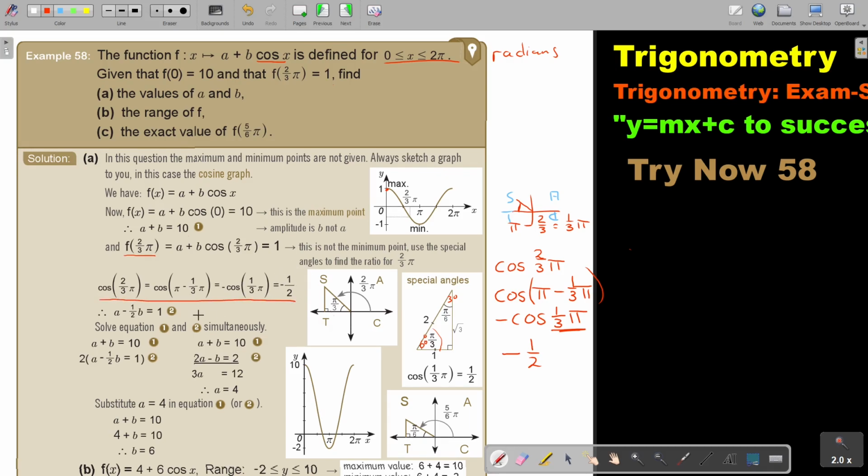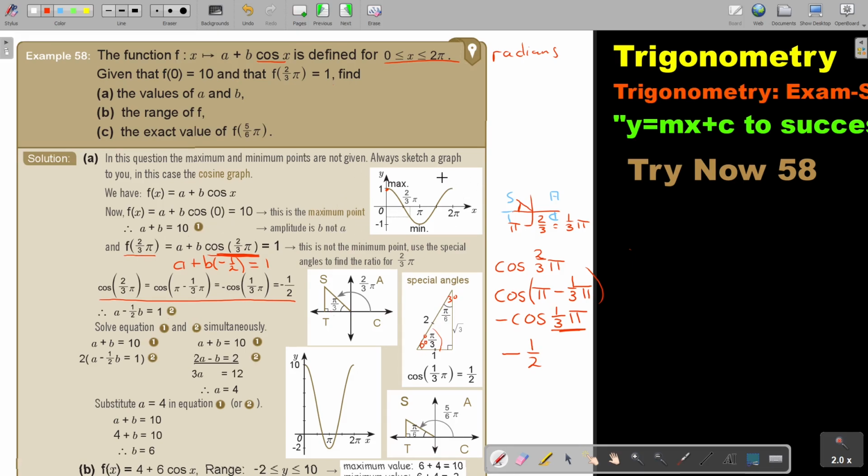So if I say a plus b cos 2/3 pi, in the place of cos 2/3 pi I'm going to put that negative 1/2. So it's actually going to be a plus b times negative 1/2, and that's equal to 1. That's a minus 1/2 b equal to 1. So there's my second equation. There's my first one, which I could get from the graph.